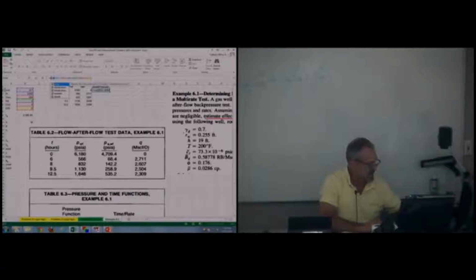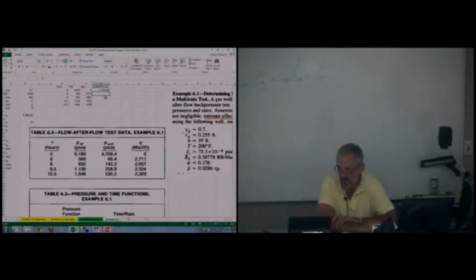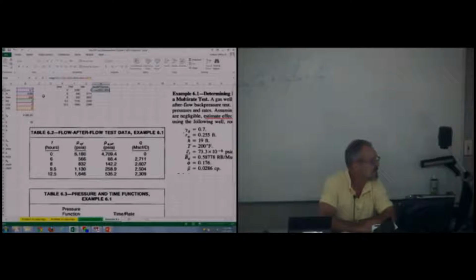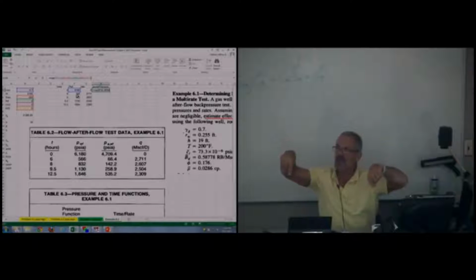And I get that big large number for pseudo pressure. Now, it's the right number, but it's for the wrong reason, because I'm actually calculating reservoir pressure for this 680, and I really want to calculate it for that 680 so that when I copy it down, it'll be the same.